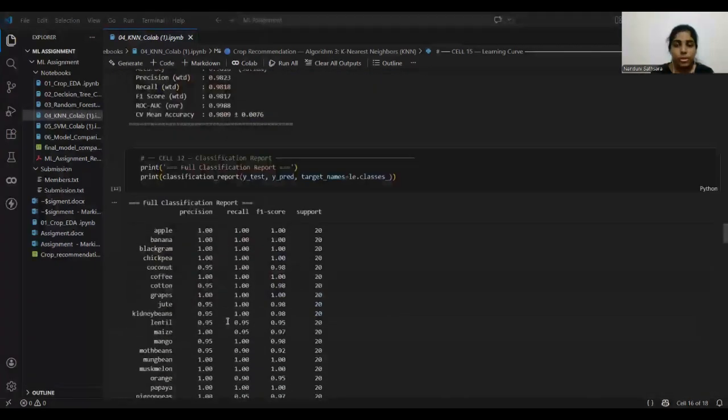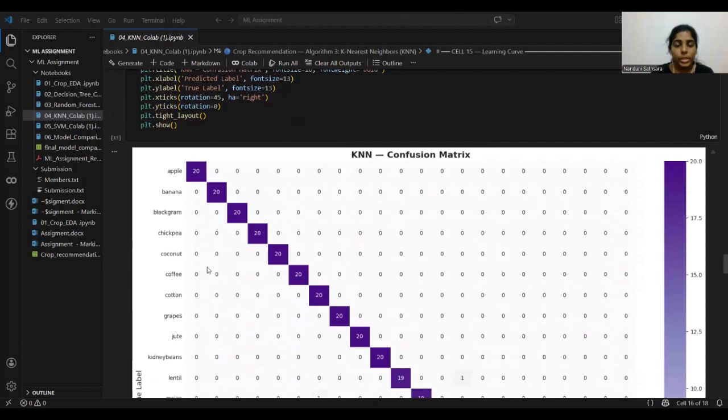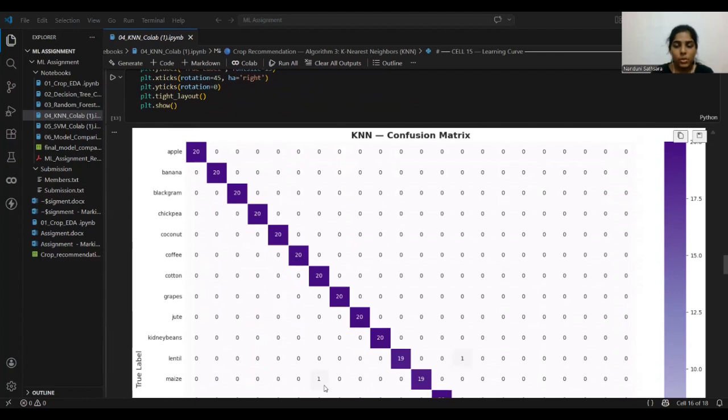Looking at the confusion matrix, most crops were predicted correctly. There were only a few small misclassifications between crops with very similar conditions, which is acceptable.